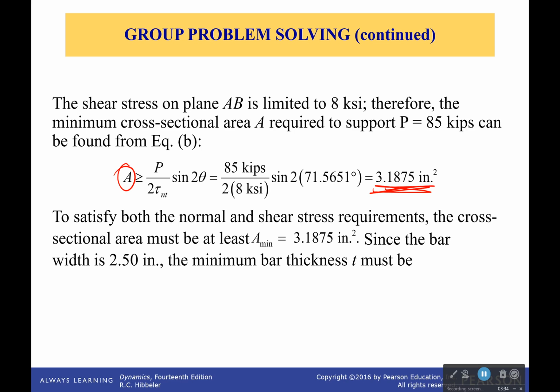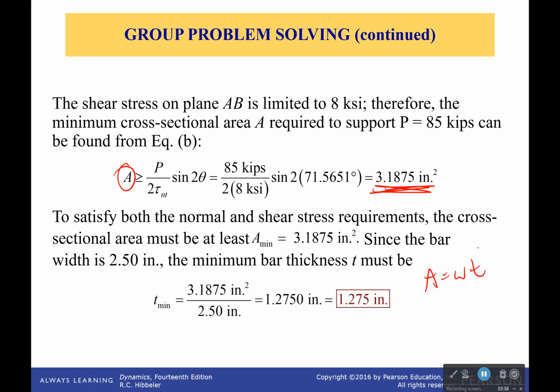So we know that area is going to be equal to width times thickness. We're going to solve for T, so it's going to be area divided by the width, which is what we have right here. And what it comes out to be is 1.275 inches thick. They got rid of the 0 simply because this is 4 sig figs. If you have a 1 to start, that's typically what you do.